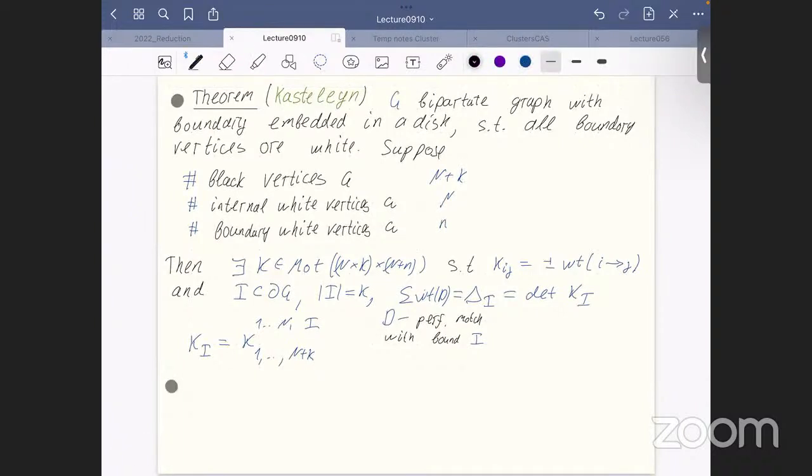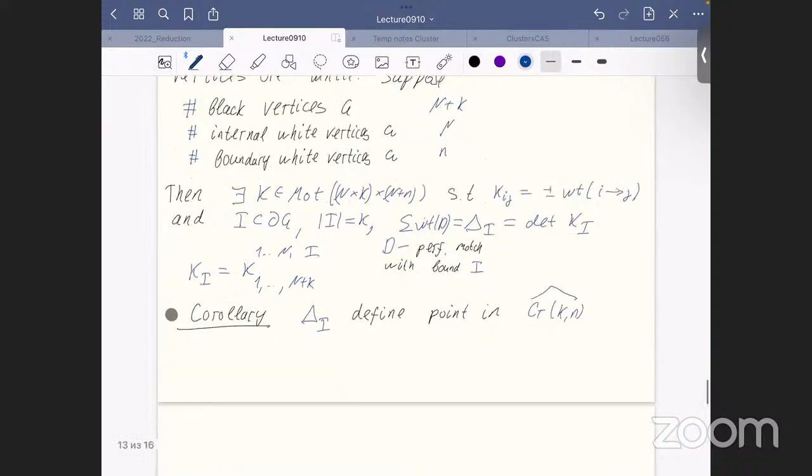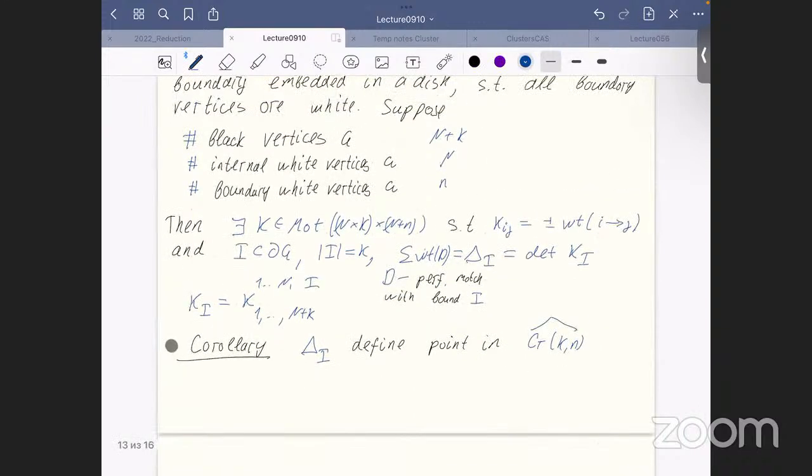We can state a corollary. And this corollary is just the theorem which is stated above. That this delta I satisfy, defines a point in Grassmannian. Okay, proof.